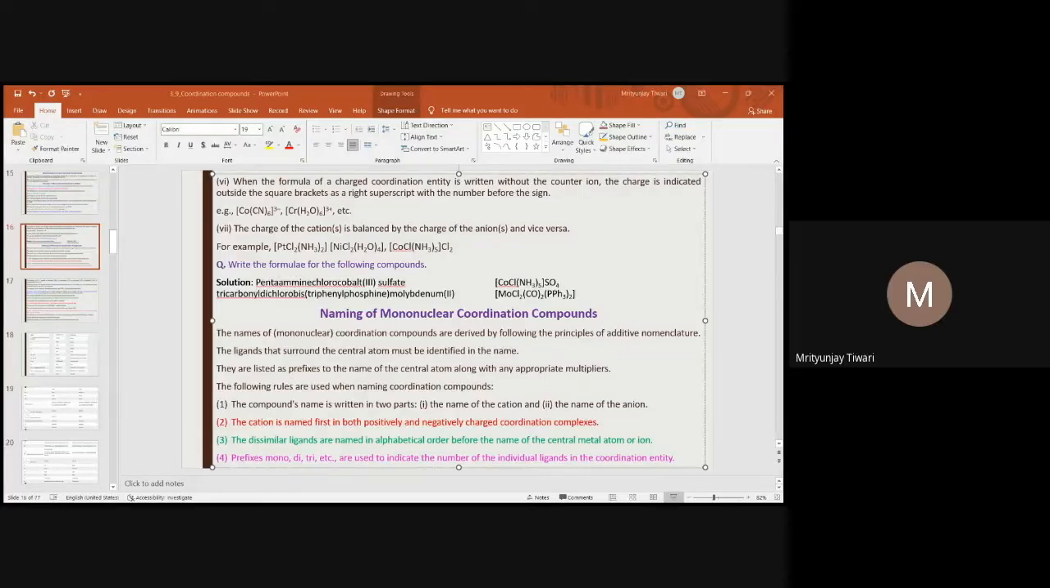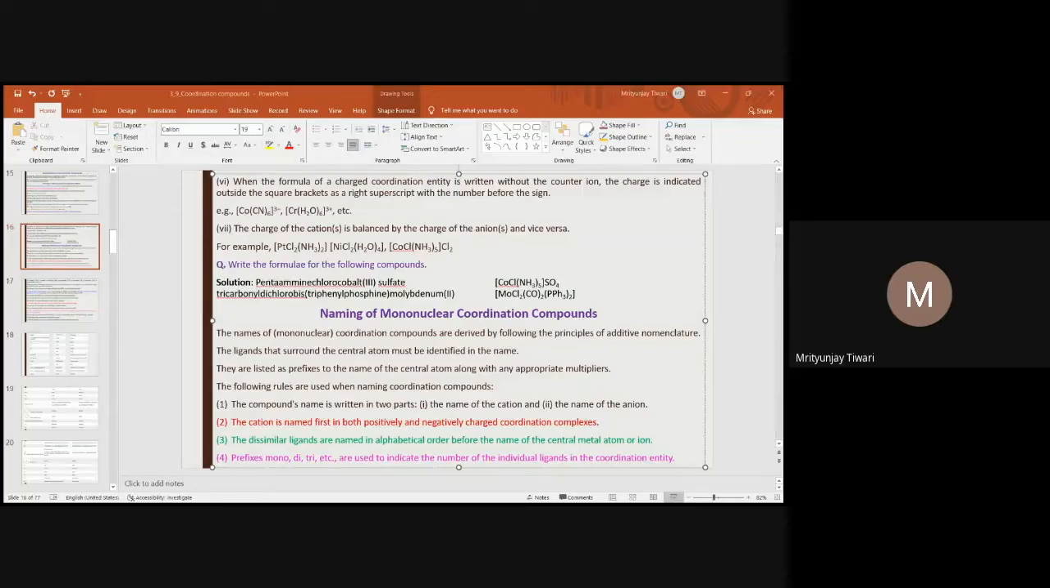So I would expect this has two minus charge, this has two plus charge, and the nickel here is in zero oxidation state, platinum here is in plus four oxidation state. Then only this will be possible. Another possibility is also there, but that is highly unlikely.